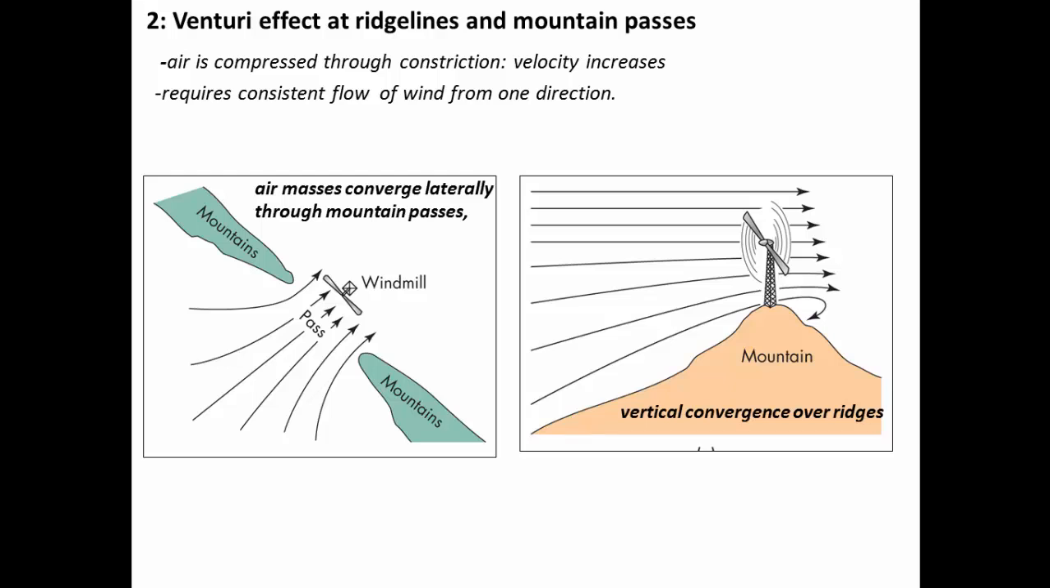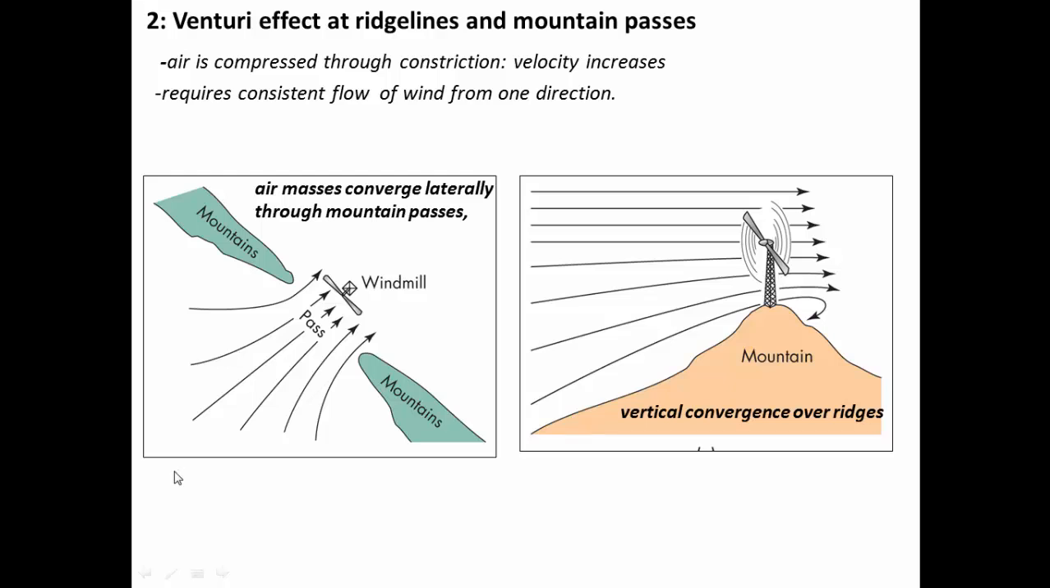This is what we'd call Venturi winds, or the Venturi effect. These are winds that are concentrated at ridgelines and through mountain passes. The way this works is fairly straightforward. We usually have areas with a dominant wind direction. In the United States, this is often areas with westerlies coming off the Pacific Ocean on the west coast, or even westerlies in Vermont.